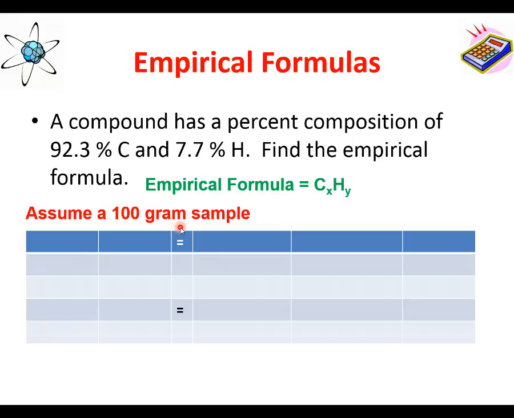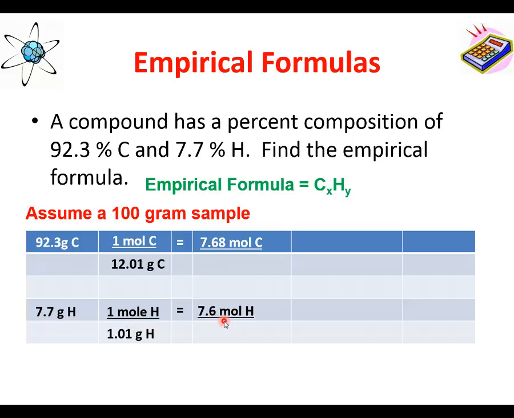Okay, if I have a 100-gram sample, I would have 92.3 grams of carbon. If I divide by the molar mass of carbon of 12.01 grams of carbon for every 1 mole, that tells me this 100-gram sample has 7.68 moles of carbon content. I have 7.7% by mass hydrogen, so if that's a 100-gram sample, I would have 7.7 grams of hydrogen. I divide by the molar mass of hydrogen, which I get from the periodic table of 1.01 grams of hydrogen for every 1 mole of hydrogen. That gives me a value of 7.6 moles of hydrogen.